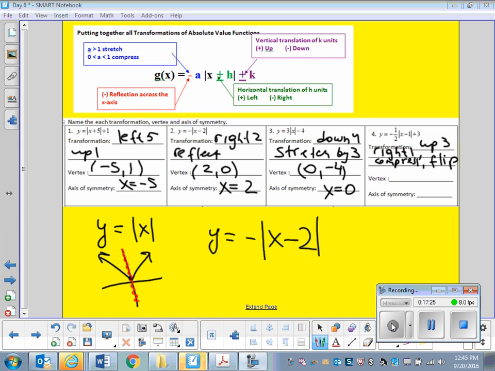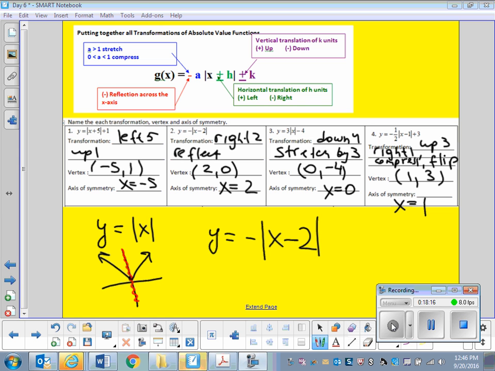So what happened? Which of these transformations affect my vertex? When I compress, does that affect my vertex? No. When I flip, does that affect my vertex? No. So which ones? Right one, and up 3. So what is my new vertex? So which one affects my x? Right or up? Right. So what is my new x? 1, 3. Very good. And what is the axis of symmetry? X equals 1. Very good.